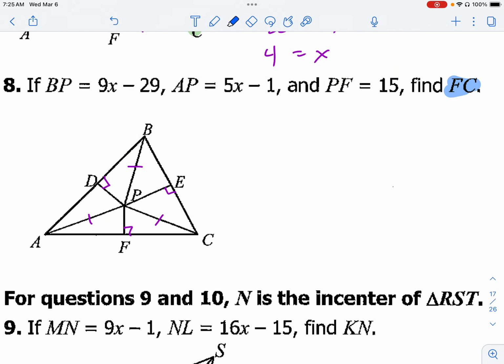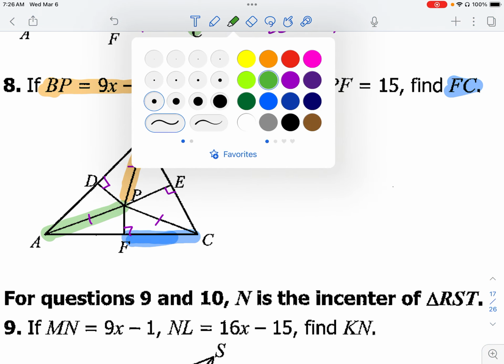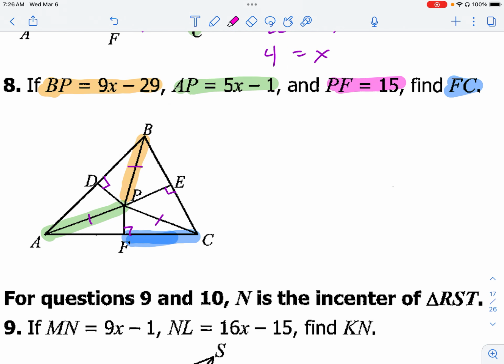So ultimately we want to find FC, which is this guy here. And we got a bunch of right triangles to do it with. So that'll probably help us. BP here is that. We got AP here, which is that. So they're congruent because they're from the circumcenter to the angles. Then we can set these equal. But before we do that, let's note PF, which is right here.